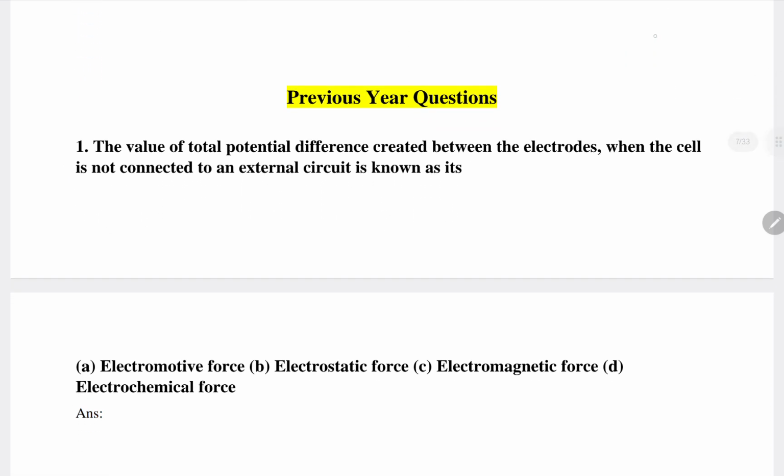And let us see some previous year questions asked from these basic concepts. The value of total potential difference created between the two electrodes. Potential difference created between the two electrodes, usually we call this EMF, electromotive force. When the cell is not connected to an external source, it is known as electromotive force, electrostatic force, electromagnetic force, or electromechanical force. This force is known as what? Electromotive force.